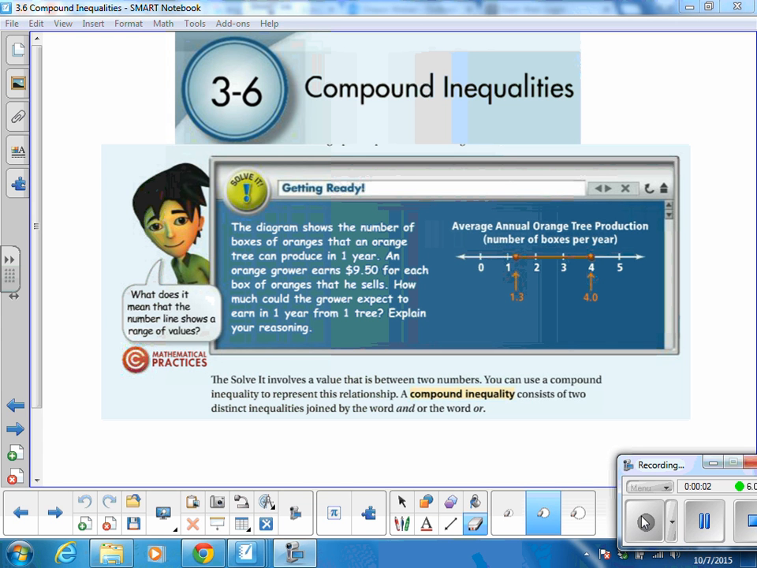All right, we're going to continue our quest on inequalities. We're going to work on compound inequalities because sometimes it's not just greater than, and sometimes it's not just less than. Sometimes it includes in between. Like for instance, in this situation, a tree can kick out somewhere between 1.3 boxes and 4.0 boxes of oranges. So it could include 1.3, and it could include 4, and it could include something in between.